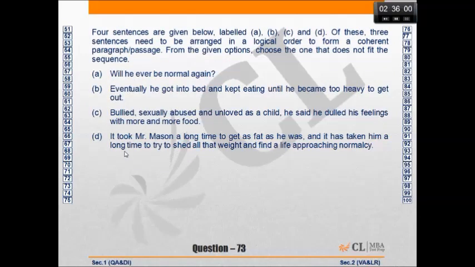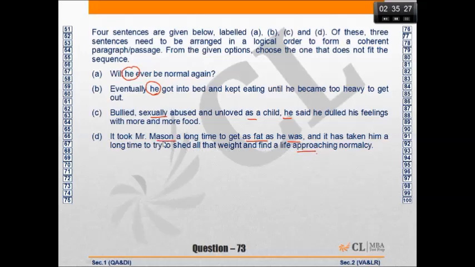73. Okay. Again, another question of jumble odd statement. Will he be normal? Ever normal again? Eventually, he got into the bed and kept eating until he became too heavy to get out. Bullied, sexually abused, and unloved as a child, he said he dulled his feelings with more and more food. It took Mr. Mason a long time to get as fat as he was, and it has taken him a long time to shed it all the way to find a life approaching normalcy.